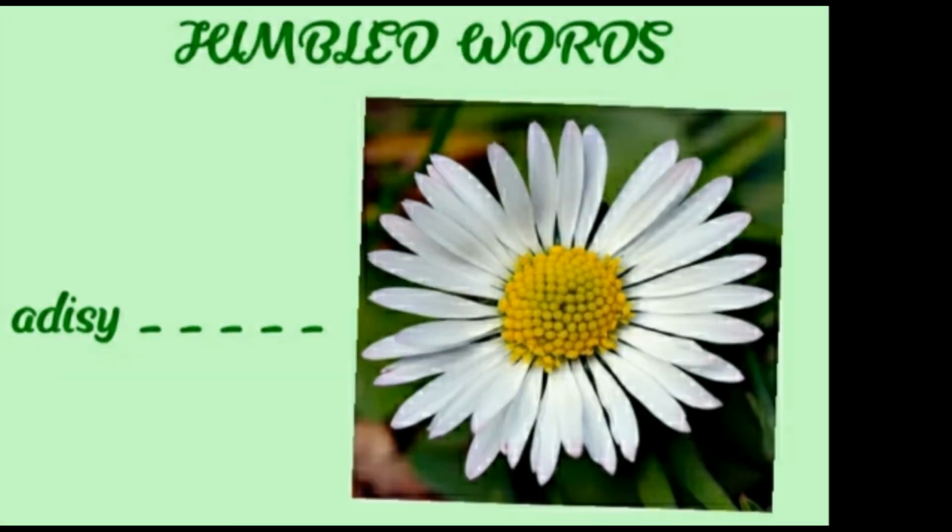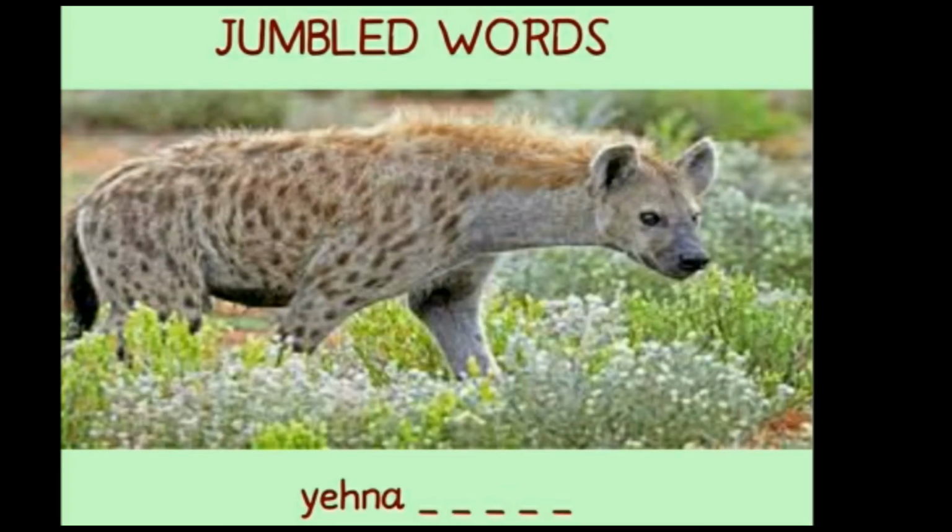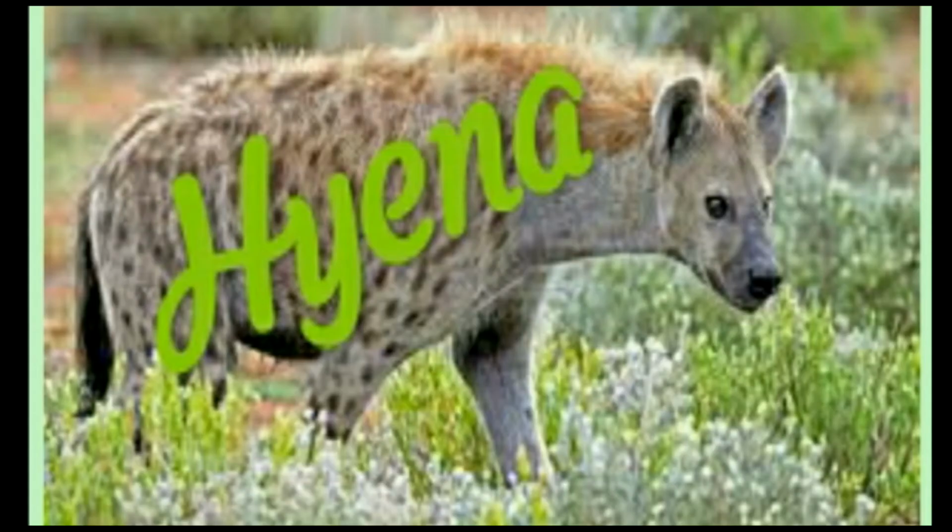Now I will show you a picture. Can you guess the name of the flower? Can you arrange the letters in an order? Yes, you are right. That is Daisy. Children, has anybody watched this animal on Animal Planet? Can you identify the animal? You can use jumbled words and arrange them in an order. Yes, that is hyena.